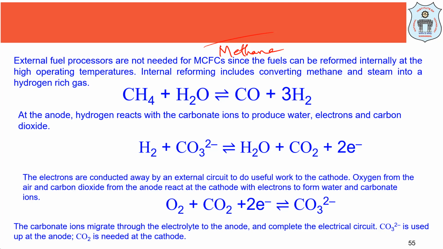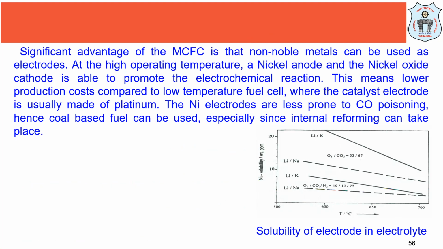Okay. And there are a lot of advantages with respect to the molten carbonate fuel cell. We don't need a noble metal catalyst; we need a non-noble metal catalyst. We don't need a precious catalyst. At high operating temperature, the nickel anode and the nickel oxide cathode will be able to promote the required electrochemical reaction that is taking place. This means that we have a low production cost for these molten carbonate fuel cells in comparison to low temperature fuel cells, where the catalyst electrode is usually made of platinum. And these nickel electrodes are less prone to CO poisoning.